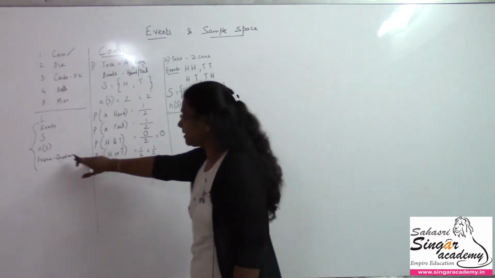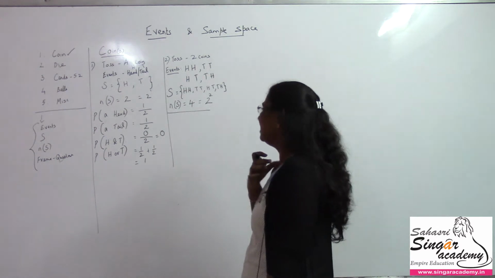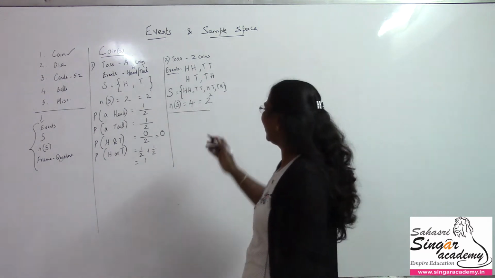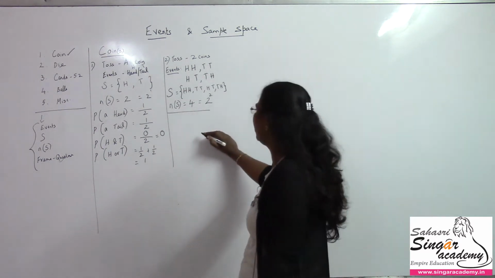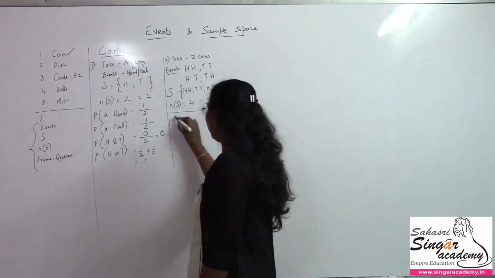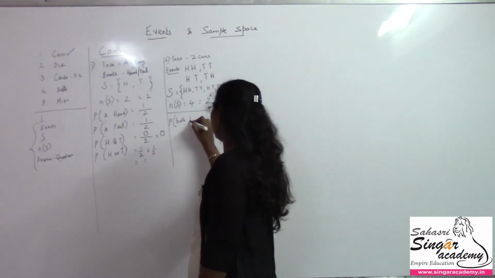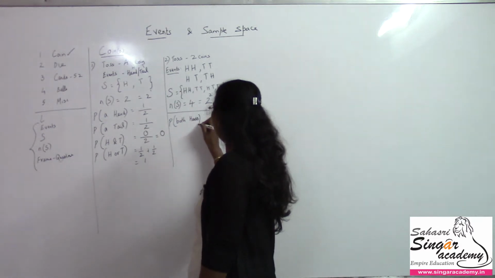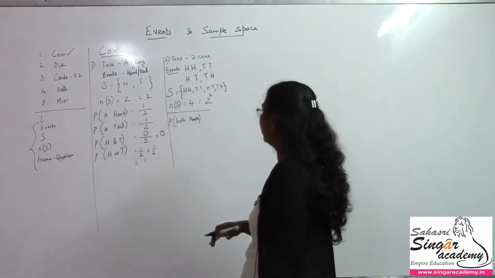Next, I have to frame some questions. What kind of questions can we frame? I'm not going to list all the questions, but let's look at 2-3 ideas of what questions can be framed. It may be the probability of getting both heads. Yes, is it possible to get? Yes, there is a case with 2 heads. Yes, it is possible to get.